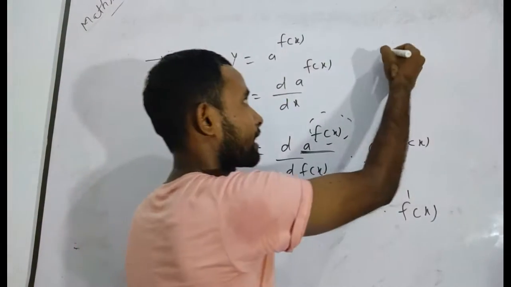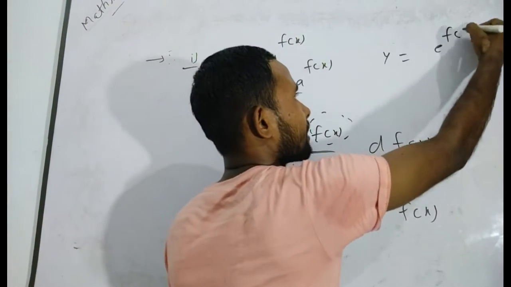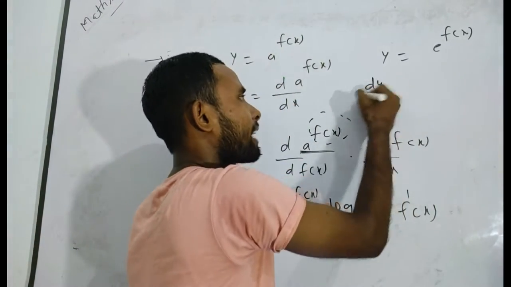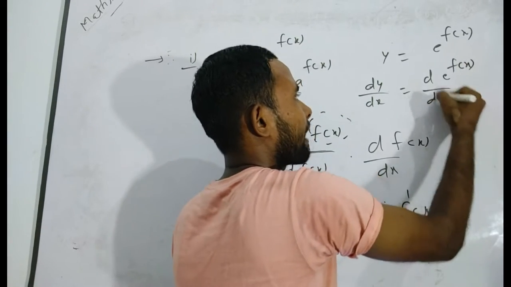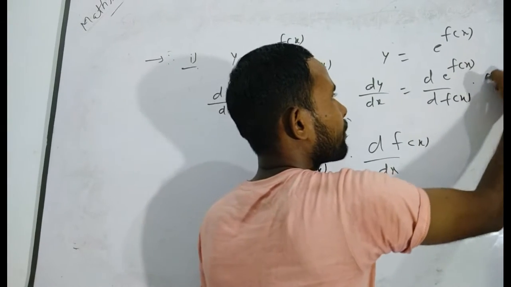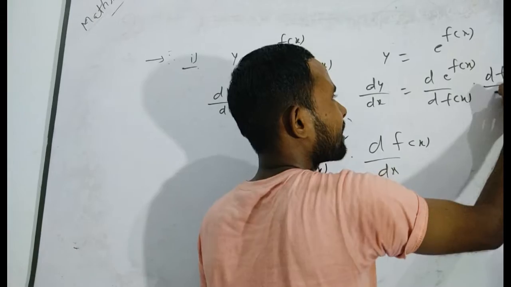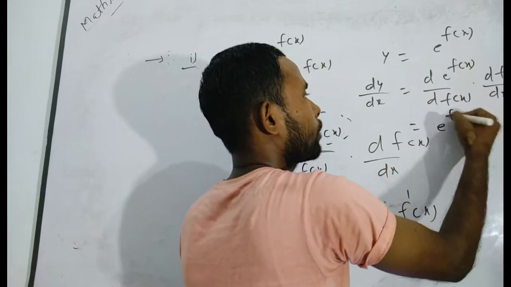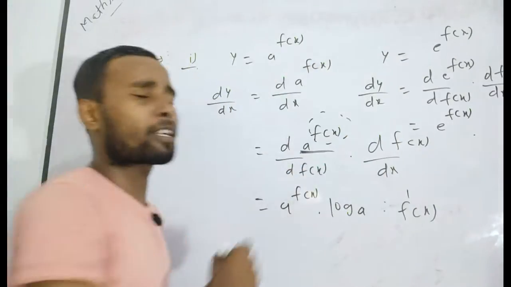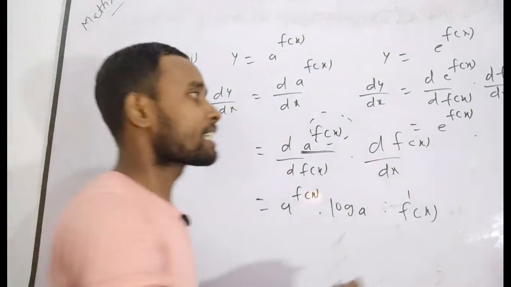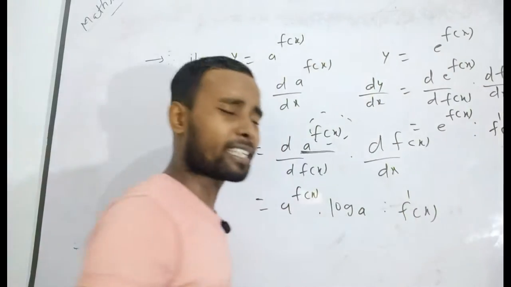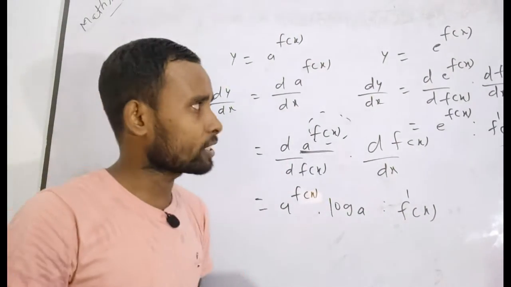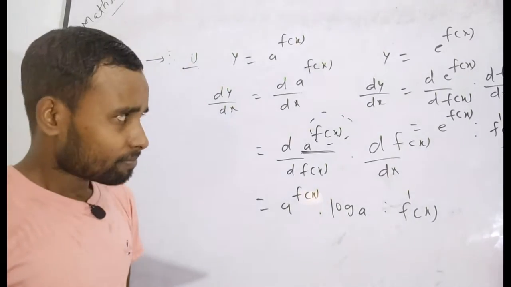Suppose there is a function y is equal to e to the power f(x). How can you proceed? In a similar way you can write dy/dx will be the derivative of e to the power f(x) with respect to f(x). Again you have to differentiate f(x) with respect to x. In that case you will again get e to the power f(x), the derivative of e to the power f(x) with respect to f(x), and then into the derivative of f(x), which will be f dash x. That means you can differentiate whatever function has been given here; it depends upon it.